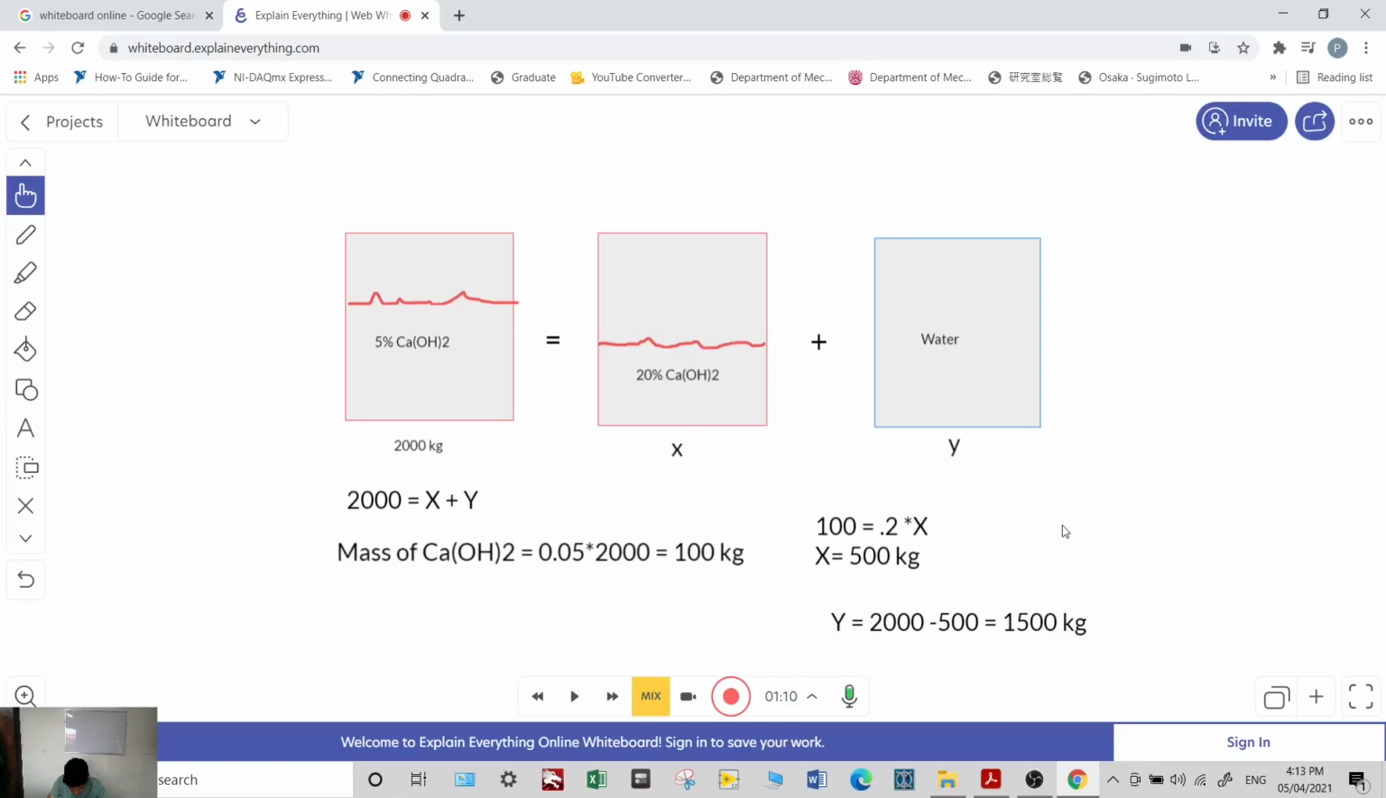So, in order to prepare 2,000 kilograms of 5% calcium hydroxide, you need to add 500 kilograms of 20% calcium hydroxide solution plus 1,500 kilograms of water.